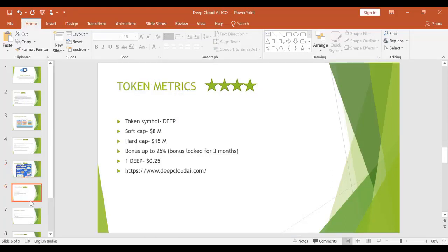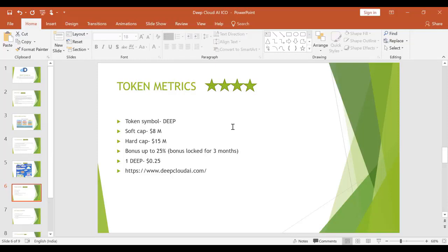Moving on to the token metrics. Again, this is very important for investors like us who invest in ICOs. Their token symbol is DEEP and their soft cap is 8 million. And if I talk about the hard cap, it is 15 million.